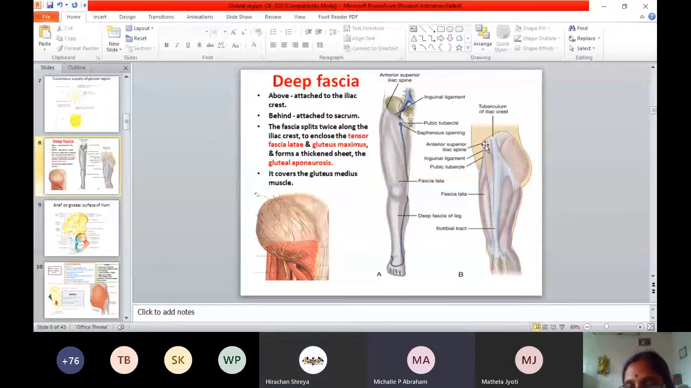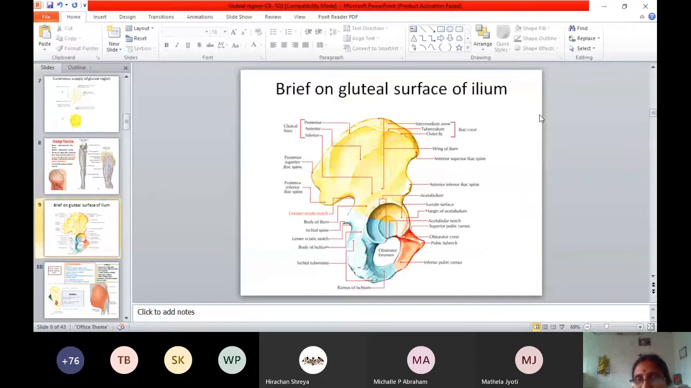It encloses two muscles: gluteus maximus and this muscle known as tensor fasciae latae. Very easy to remember. Tensor means it tenses the fascia. Which fascia? The gluteal aponeurosis, that is why it is known as tensor fascia lata. All the names in anatomy are very easy. You should simply know the meaning.